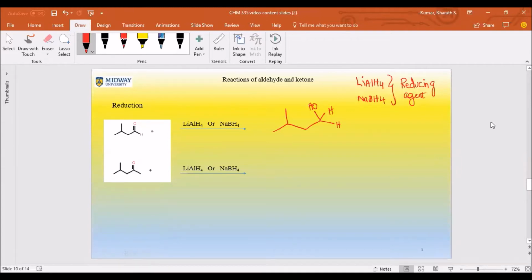Again, there's a reason why I don't want to go into the mechanism: if every reaction has a mechanism, the video is going to be extremely long, and you may not be able to remember every one of them either. It's practically not possible to remember every single mechanism. So all I have done here is replace the C double bond O with C, H, and OH. Basically, that's what a reducing agent does: you replace the double bond O with an OH and an H.